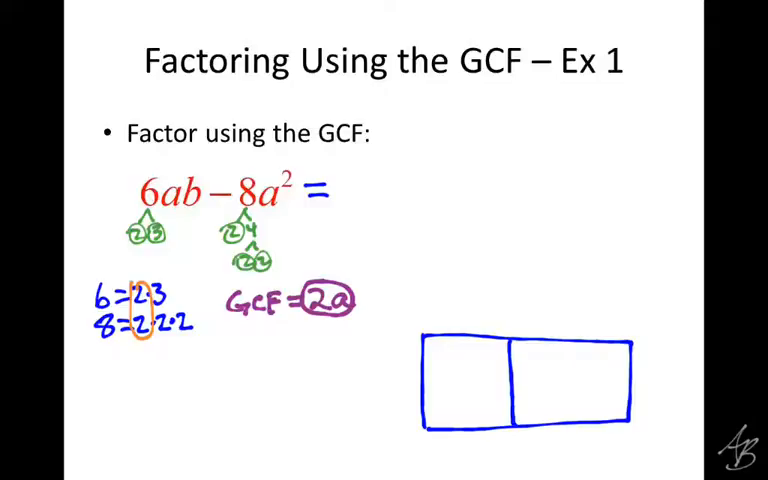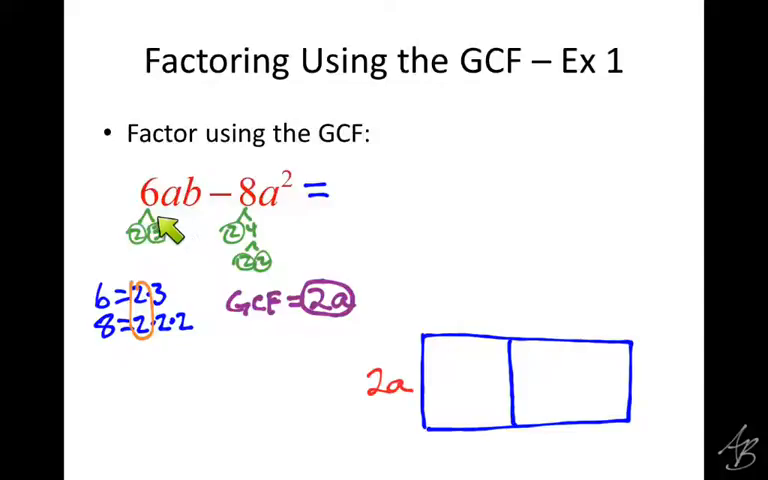Now, where do you think that 2A is going to go? What do you think that's going to represent in this picture here? It's not the area, it's the height. So this GCF here, the GCF is always going to be the height of the rectangle. All right, so the 2A, that is the height of this rectangle. What do you think the areas are going to be of those two rectangles?